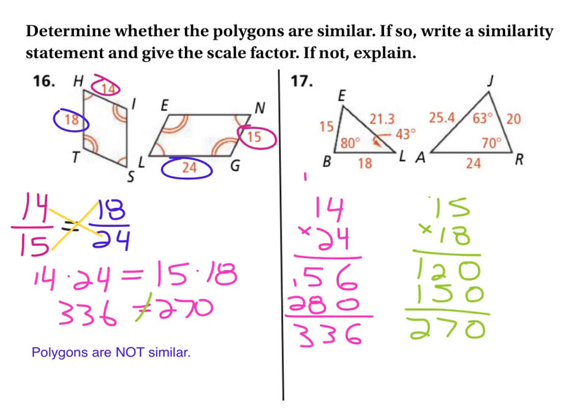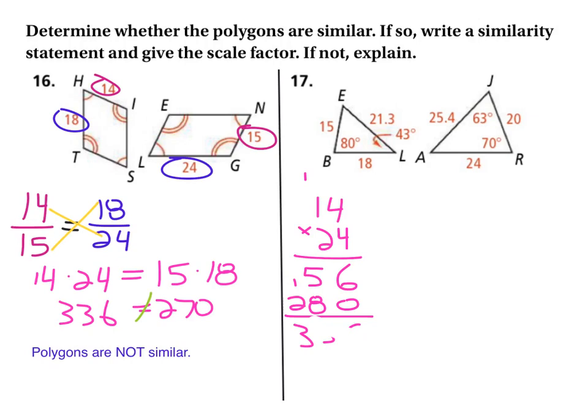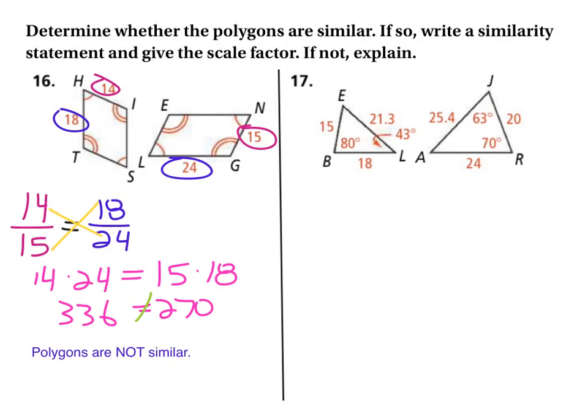Okay, I will erase this so that we can do this side. Again, the first thing that we want to check is, do we have all the same angles? Because if we do have all the same angles, then we can proceed. But if we don't, then there's no point in proceeding. Here we've got 43 and 80. Here we've got 70 and 63.